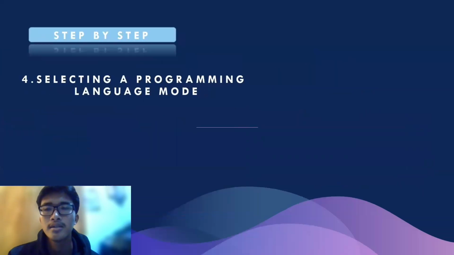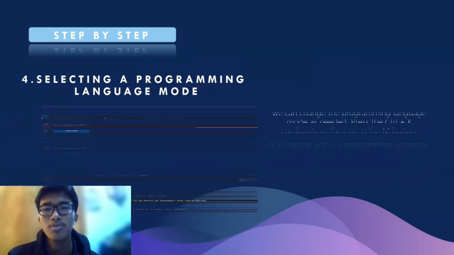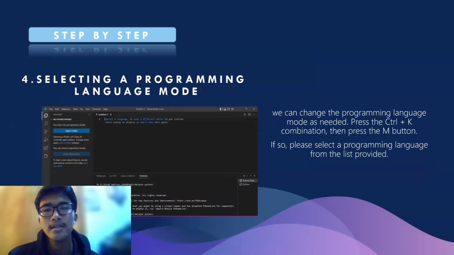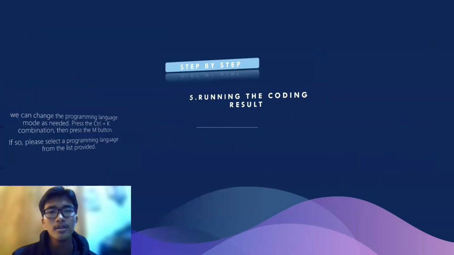Step 4. Selecting a programming language mode. We can change the programming language mode as needed. Press Ctrl+K combination, then press the M button. Then, please select a programming language from the list provided.